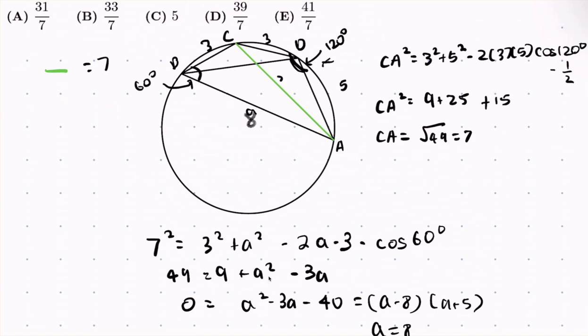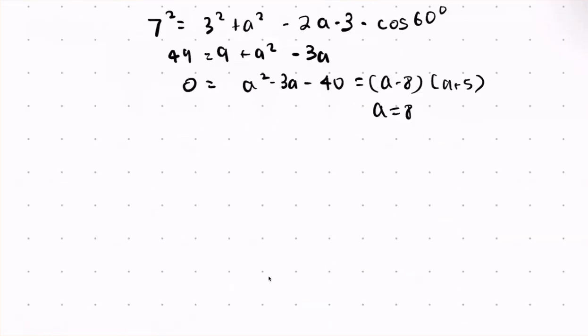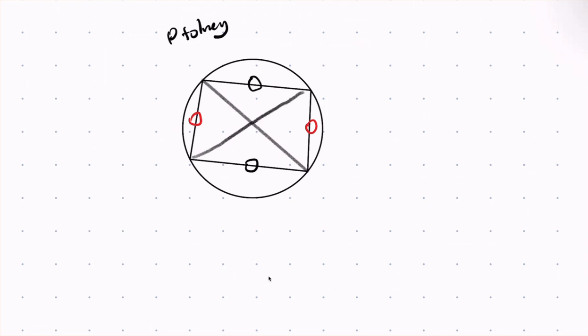Okay. Now, since we know all of these lengths, we can use Ptolemy's theorem. Basically, what Ptolemy's theorem says is that in a cyclic quadrilateral, this length here times this length here plus this length here times this length here will be equal to the product of the lengths of the diagonals. We can prove this using trigonometry, but I won't be doing that here. Just remember that it's a true result.